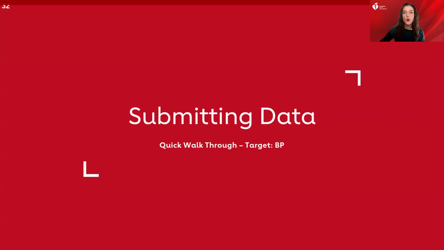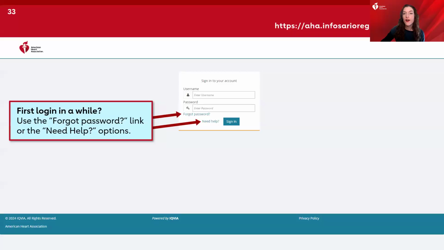Next up, I'm going to provide a quick walkthrough of what data submission will look like, and I'll be using Target BP for this example. You'll begin by logging in on the data platform at aha.infosarioregistry.com/login. If it's been a while since you last logged in, understandable. You can use the forgot password or need help options, or you can reach out to your local staff member for support. They can always help reset a password or add a new member of your organization if more than one user is needed for your account.